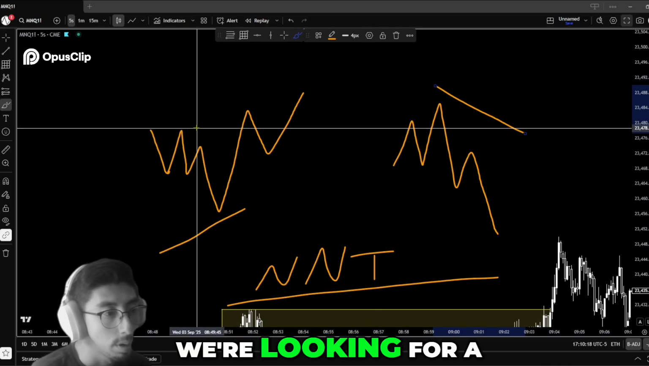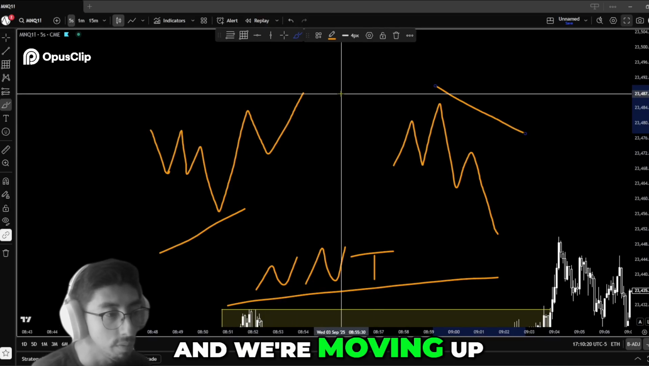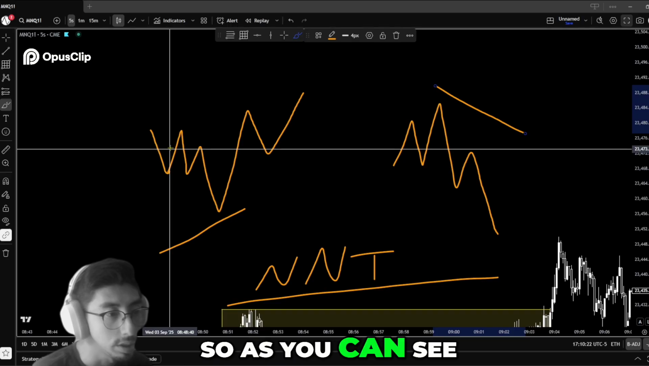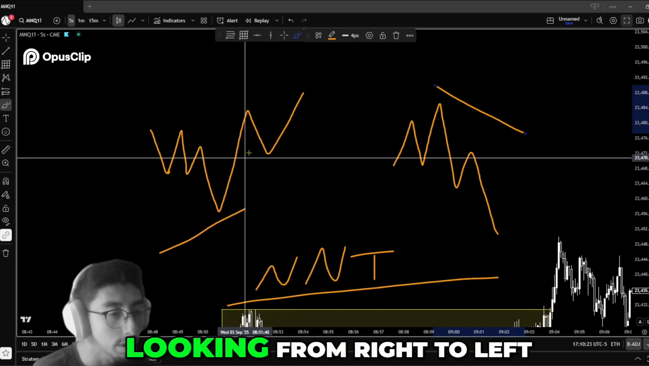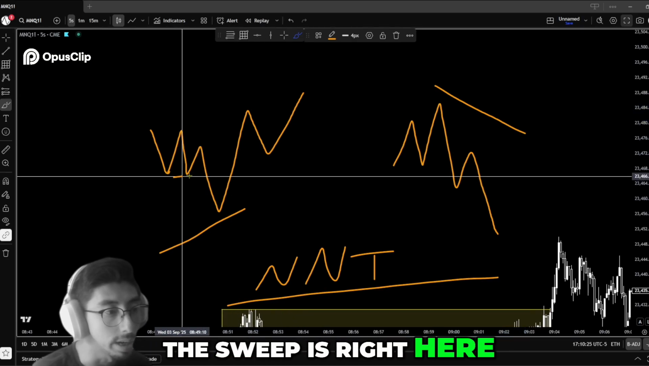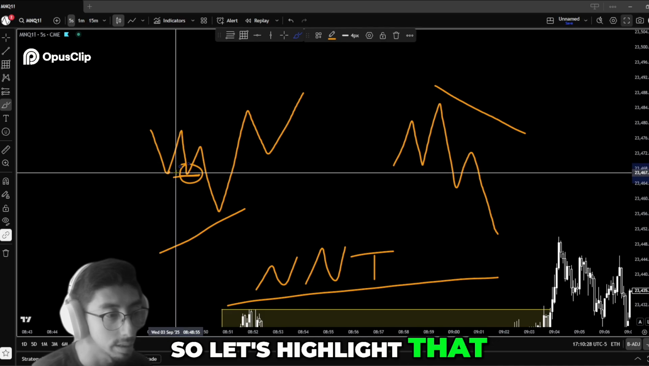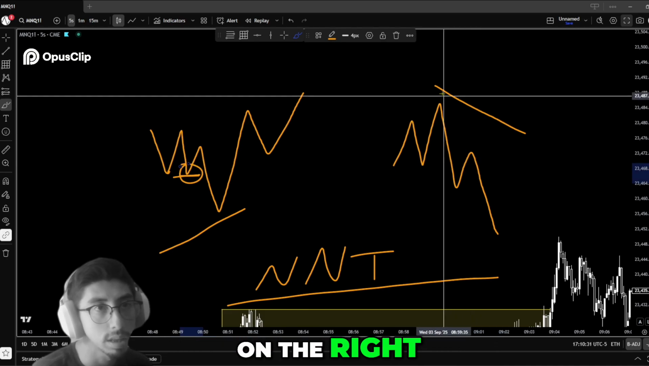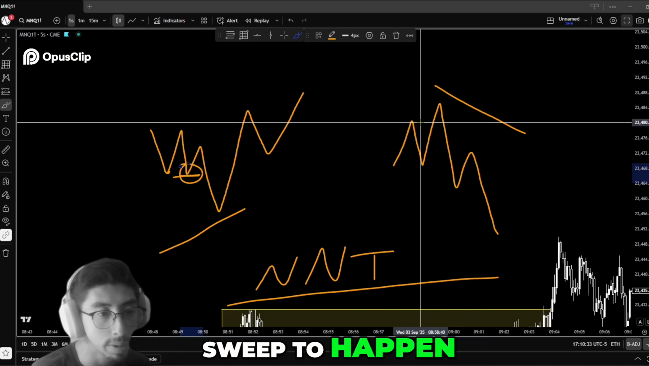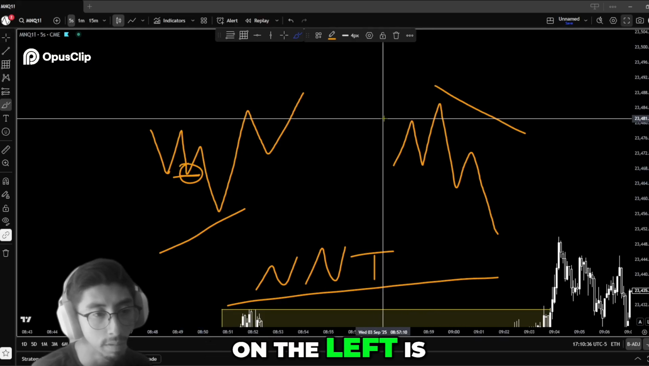Bullish first, we're looking for a sweep to happen, and we're moving up. So as you can see, price is coming up. Where is the sweep? Looking from right to left, the sweep is right here. So let's highlight that. Looking at this play on the right, the bearish one, we're looking for a sweep to happen. Sweep furthest on the left is right here.